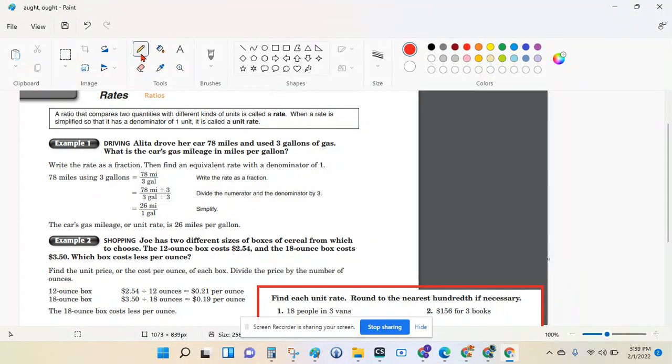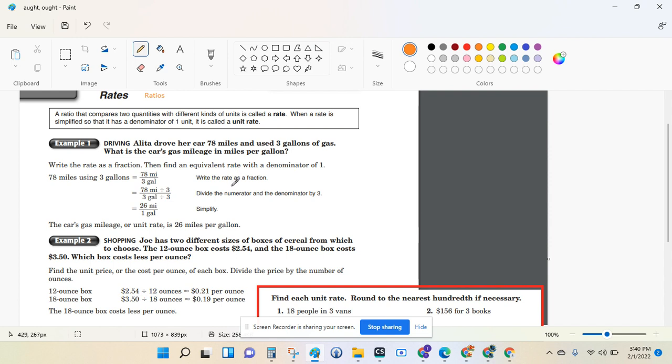Alright, so here we're talking about ratios or rates. Some things you'll hear called rates, sometimes you'll hear them called ratios. But anyways, in the first problem, we're trying to figure out: if Alta drove 78 miles and used 3 gallons of gas, then what is the car's gas mileage in miles per gallon? So you might wonder, what is this important for?